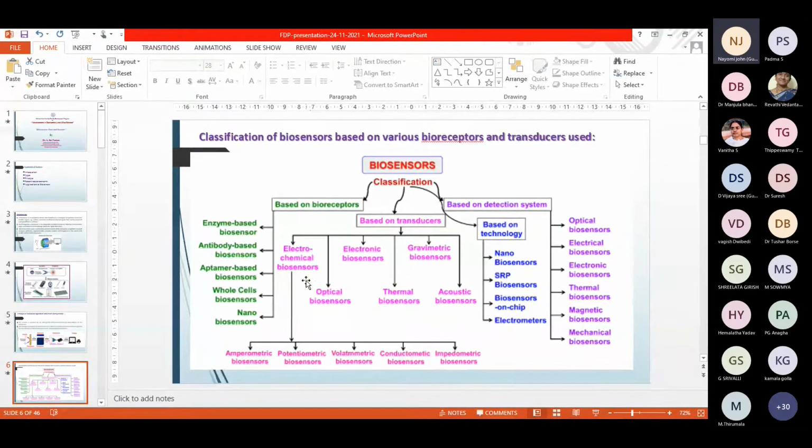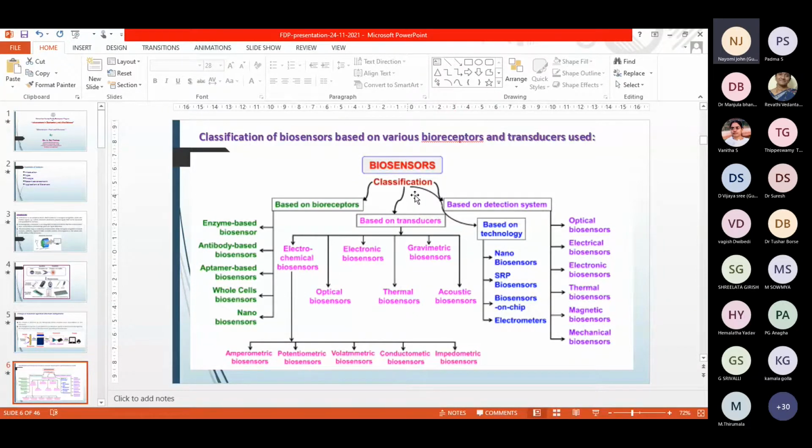In that, again, there is a category of biosensors based on the type of signal which will be generated between the analyte and the bioreceptor. There are amperometric biosensors or potentiometric, which we will see in detail in the further slides, voltammetric, conductometric or impedometric. And if the signal is of the optical type, these are called optical biosensors, or electronic biosensors, thermal biosensors, gravimetric biosensors, or acoustic, if it is sound waves.